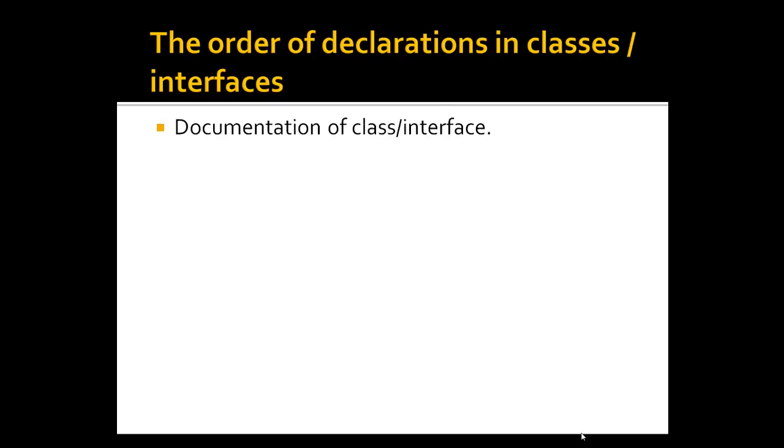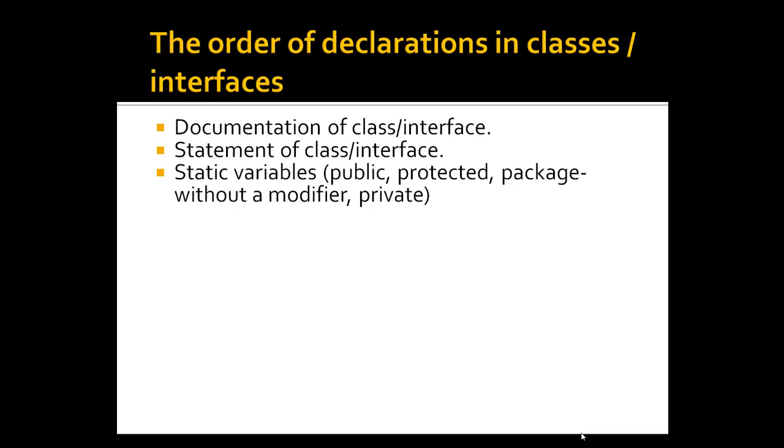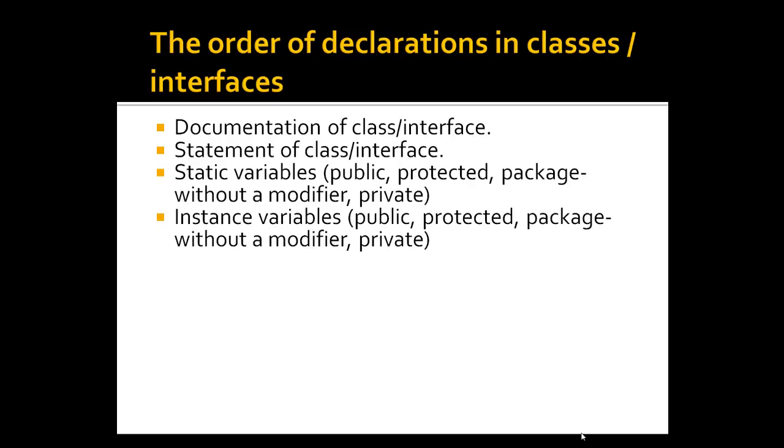There is an order of declaration for the class and interface in the coding structure. First one is documentation. Second one is statement. Third one static variables. Fourth one instance variables. Fifth one constructor. Sixth one methods. This is the order which has to be followed for a well-formed coding structure, following best practice.